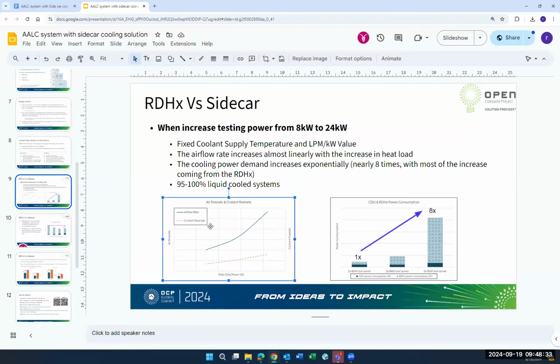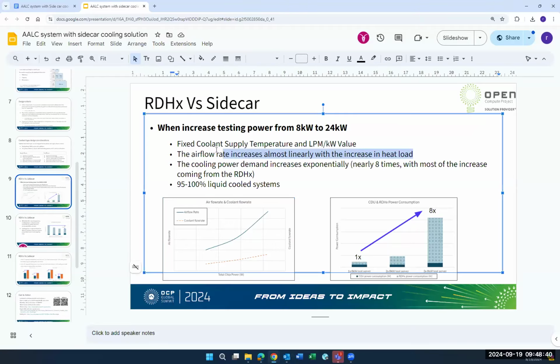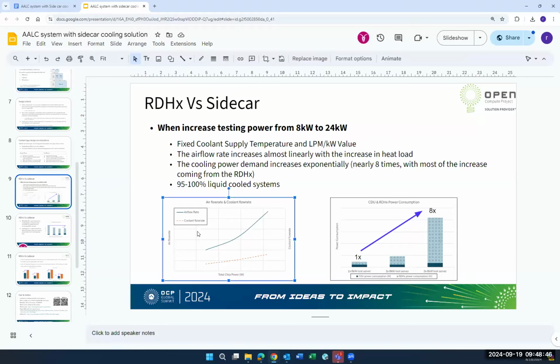Billy, could you help me clarify these two points? Not the first point, actually, the second point, and this one. They are not consistent. The other one is that this doesn't compare the data between the rear-door heat exchanger and the sidecar heat exchanger. I would appreciate it if we can change this graph.